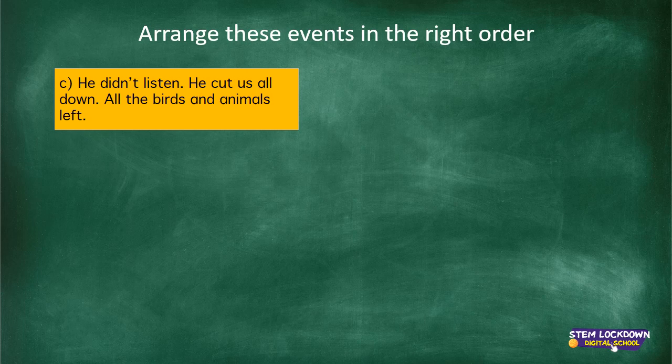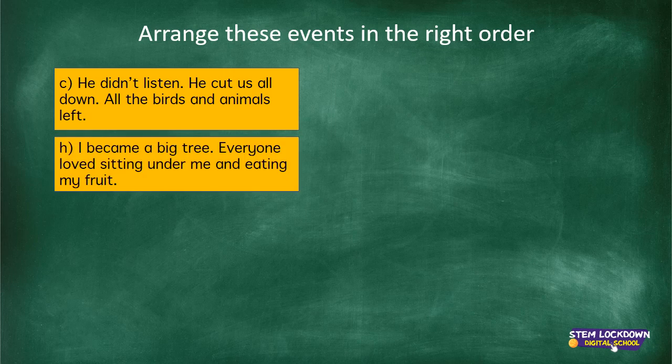Number C. He didn't listen. He cut us all down. All the birds and animals left. That sounds like the end of the story, doesn't it? Number H. I became a big tree. Everyone loved sitting under me and eating my fruit.